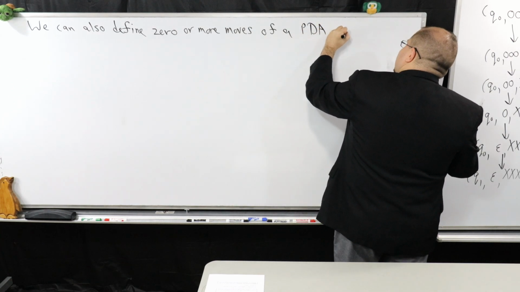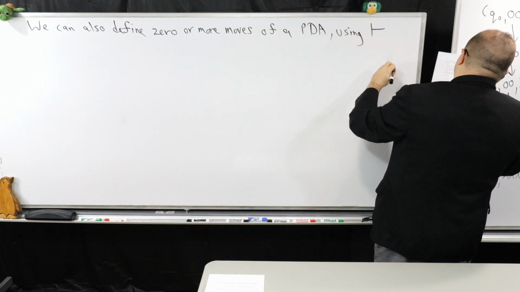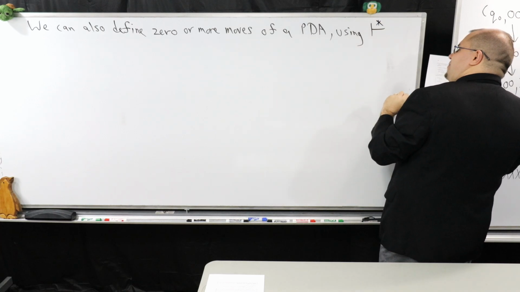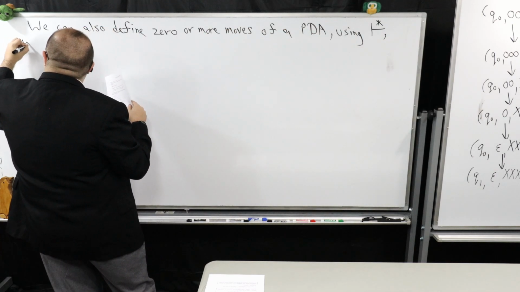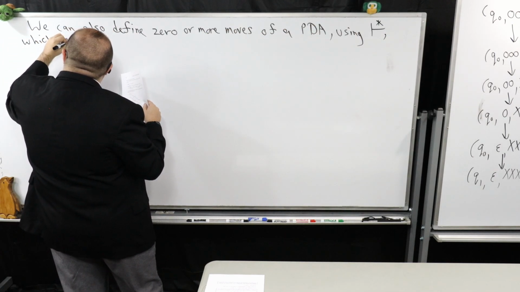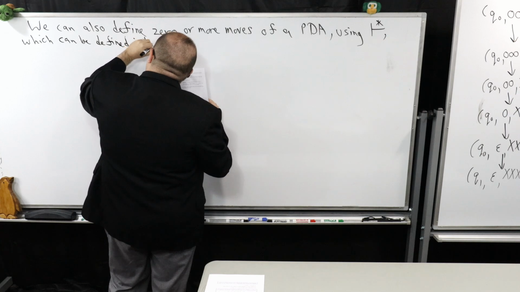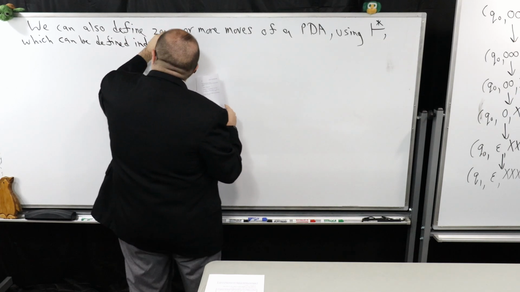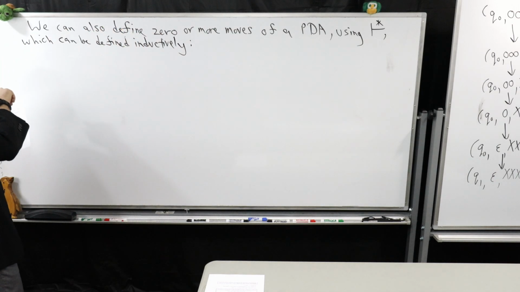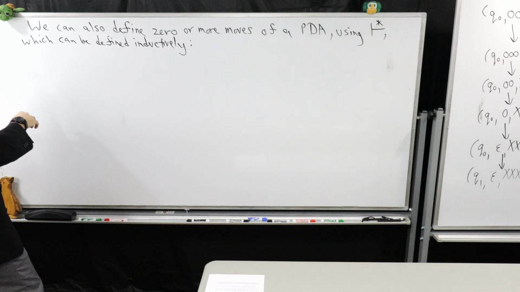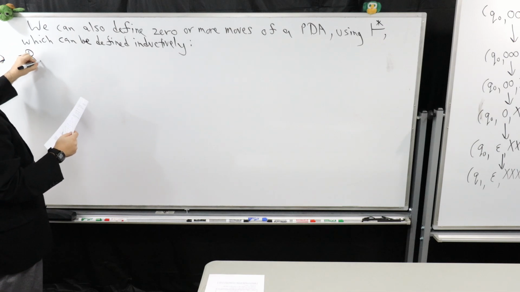So I'm going to use notation that's very similar to the one I used for derivations, except I'm going to use the same one I used for moves. So I'm going to add a little star on top of there, which I'm going to define inductively as follows. So just to reiterate, we can also define 0 or more moves of a PDA using that, which can be defined inductively. That looks like a very sad E. Let's try that. So here's how I'm going to define it for you.